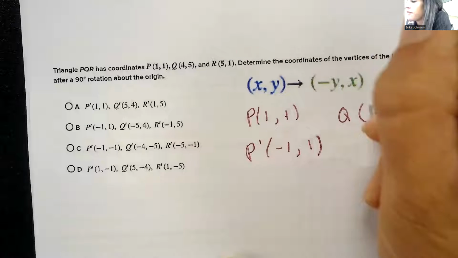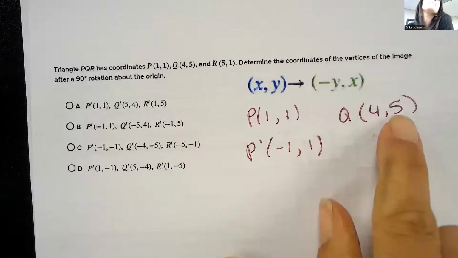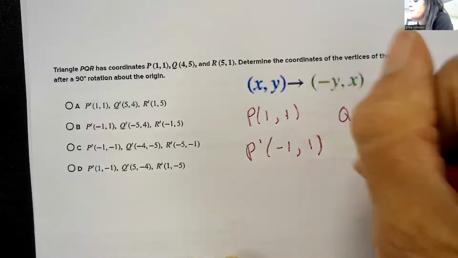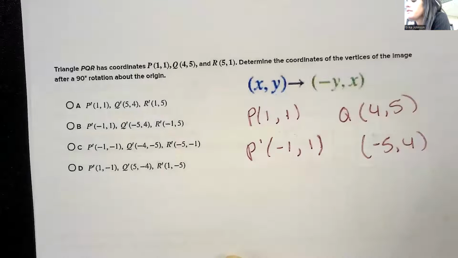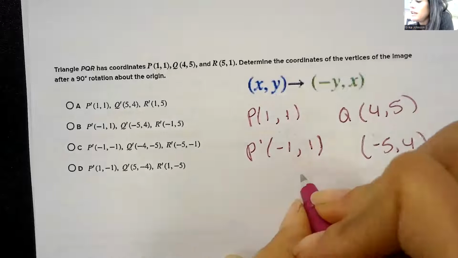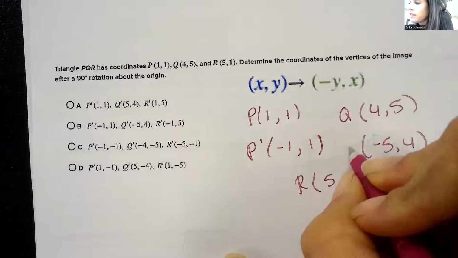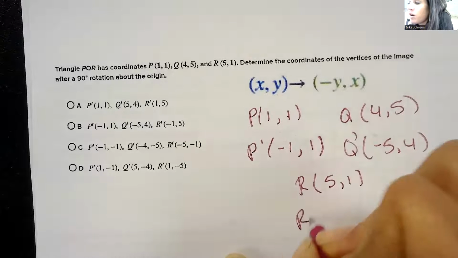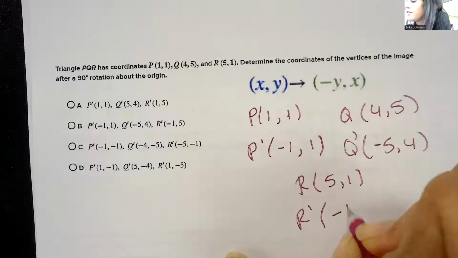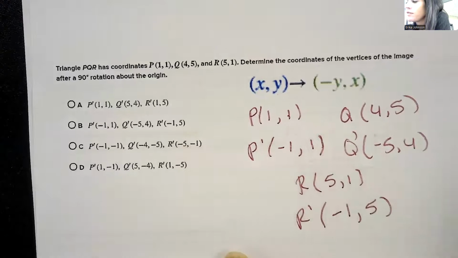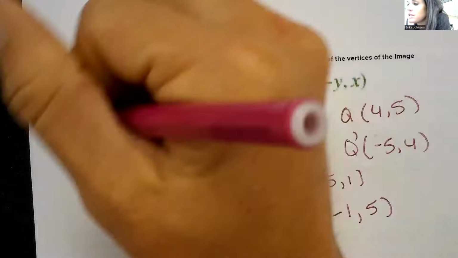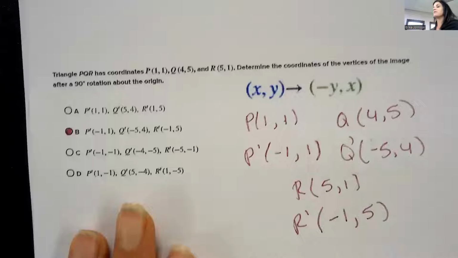Q was at 4, 5. Make that the opposite, -5, and swap it will be -5, 4. And R was at 5, 1. The new R will be at -1, 5. So when I look through those options, I see that B has to be the correct answer.